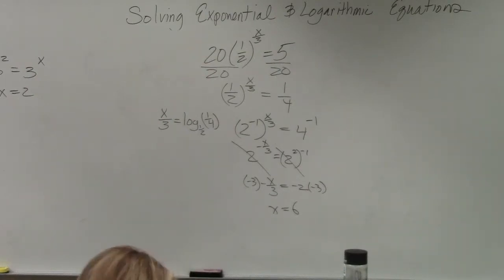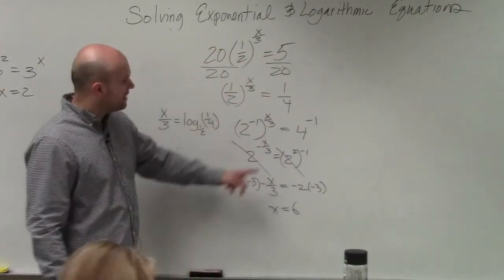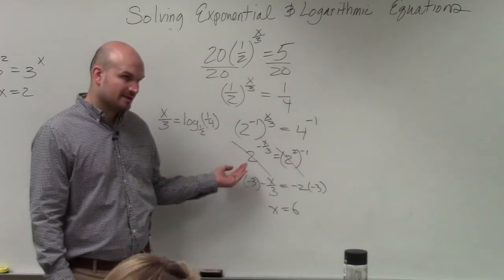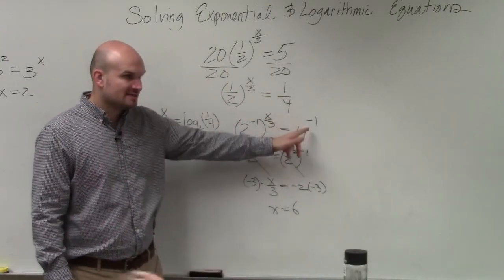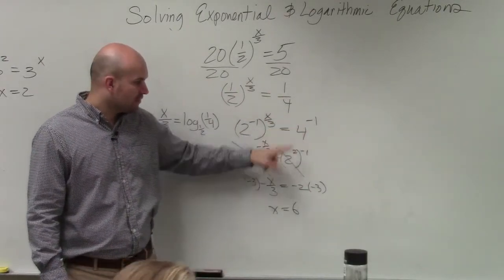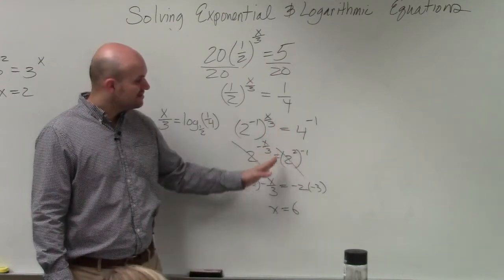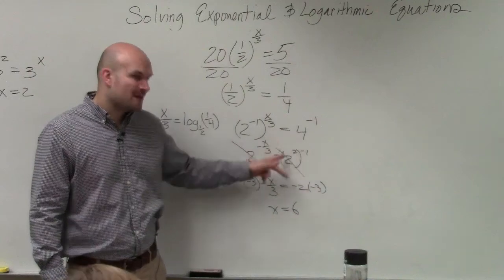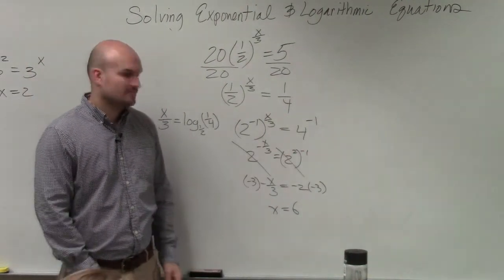Where do you get confused? I needed to remember the one-to-one property: if b raised to the x equals b raised to the y. 4 and 2 are not the same. But I can rewrite 4 as 2 squared, because 2 squared is the same thing as 4. And then using the power rule of exponents, I multiplied 2 times negative 1.